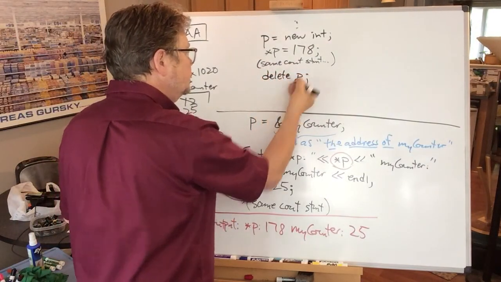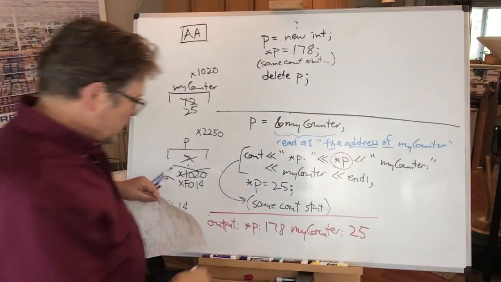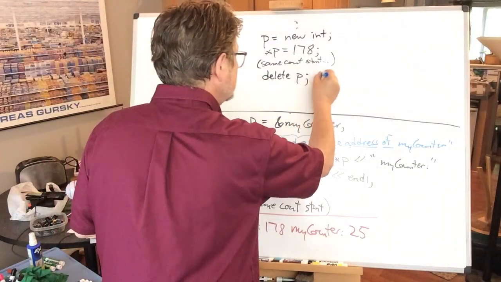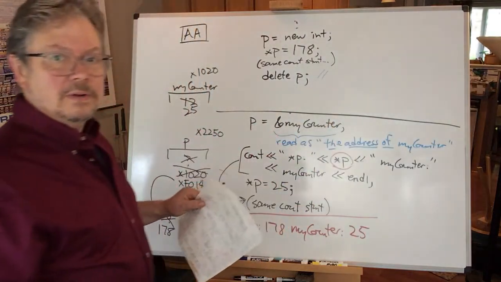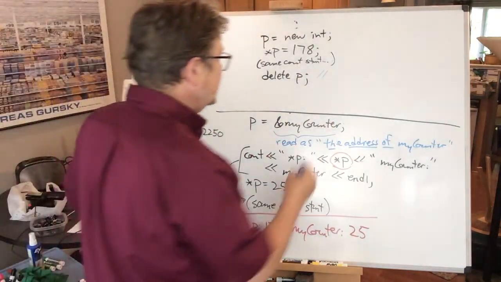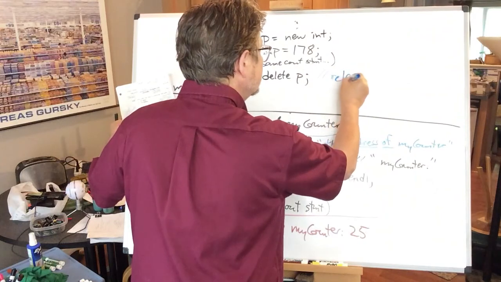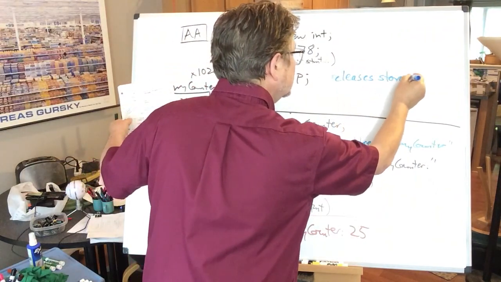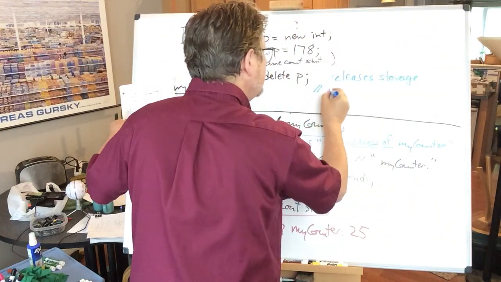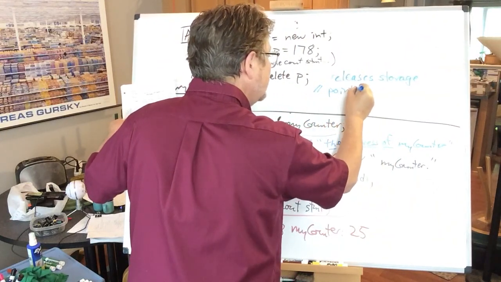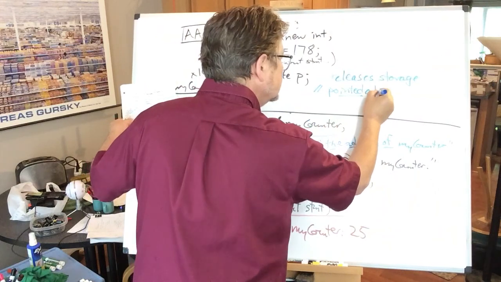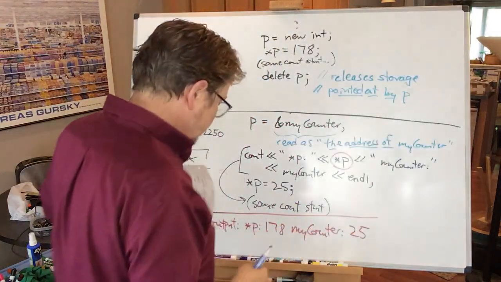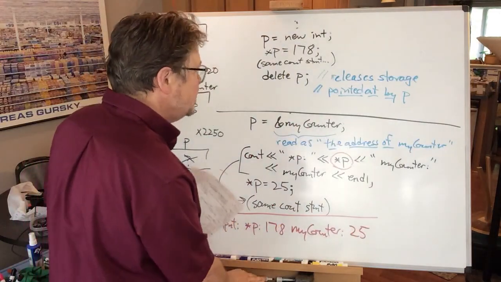Delete P. And I'm going to put a comment on that one because it could very well be one of those top 5 errors. Delete P releases, R-E-L-E-A-S-E-S, storage pointed at by P. Why did I say that funny and make a big deal and write a comment and everything?